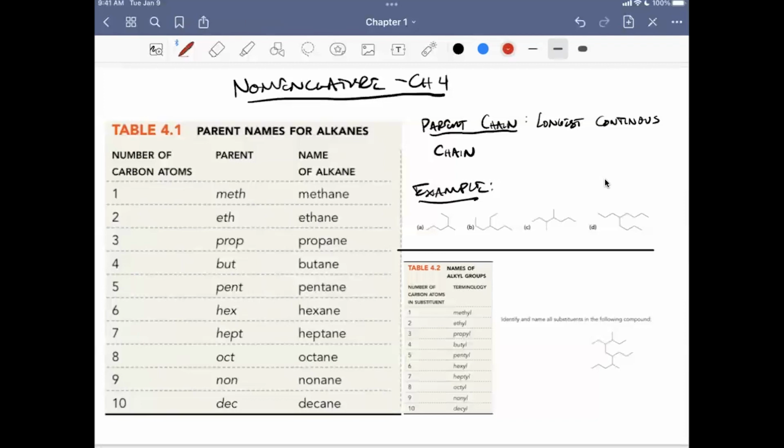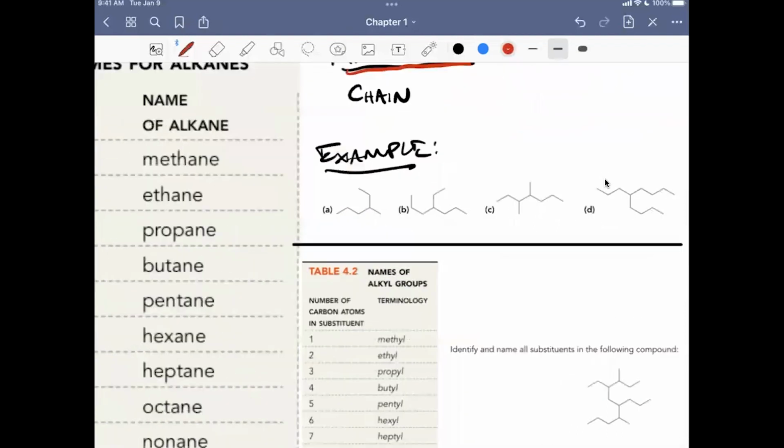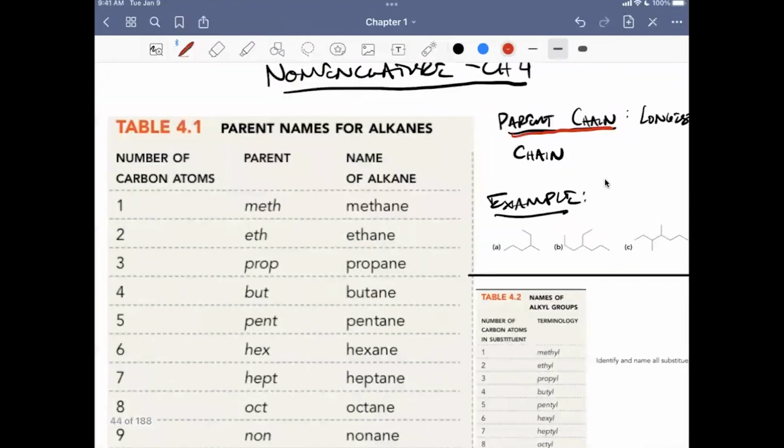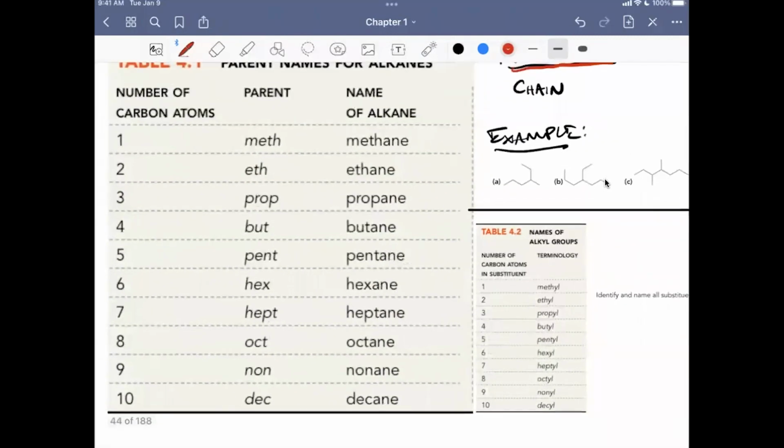This is the general introduction of nomenclature. So the first thing in nomenclature is the parent chain. The parent chain is the longest continuous chain of carbons. I have an example here of a long hydrocarbon chain, which means there are only carbons and hydrogens. All you have to do is figure out where the longest chain of carbons is. And if you do so, you get these names which coincide with how many carbons there are on the parent chain.